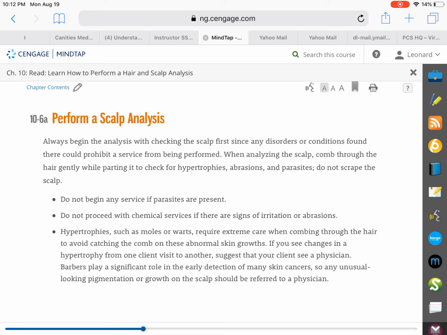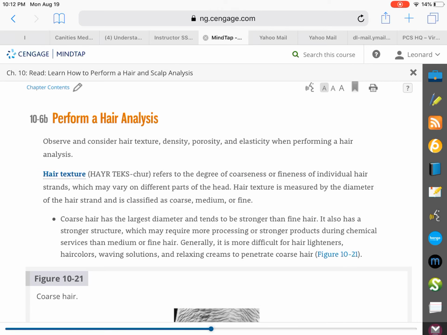Of course, we understand hypertrophies such as moles and warts require extreme care when combing through the hair. So you want to make sure that you pay attention to any hypertrophies. Do not proceed with chemical service if there are signs of abrasions or irritation. If parasites are present, of course, we know to refuse the service.